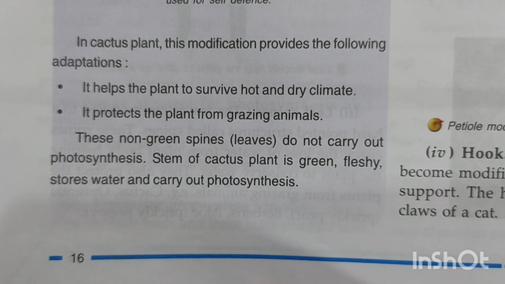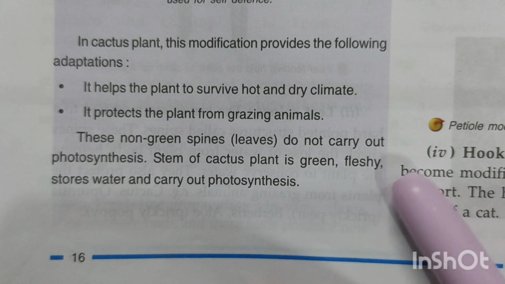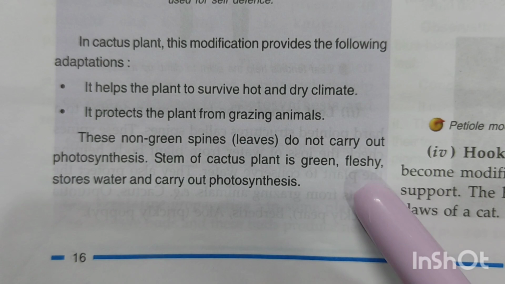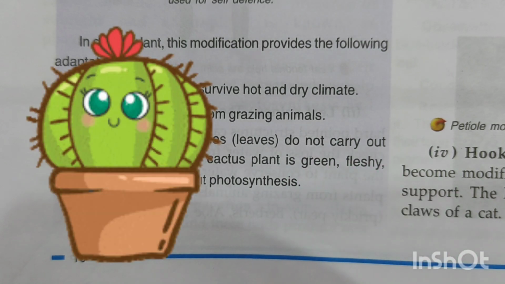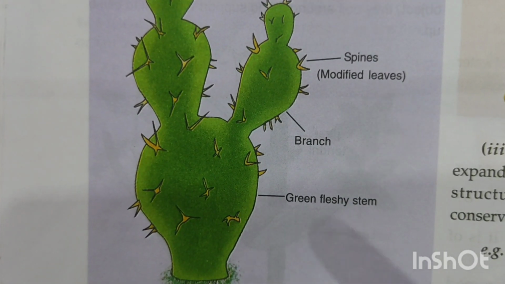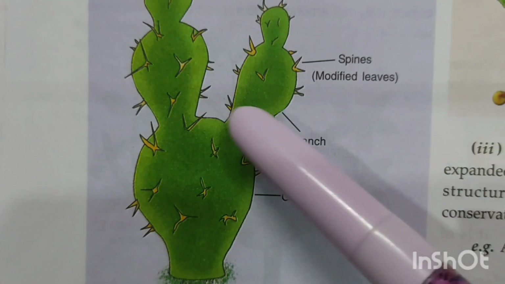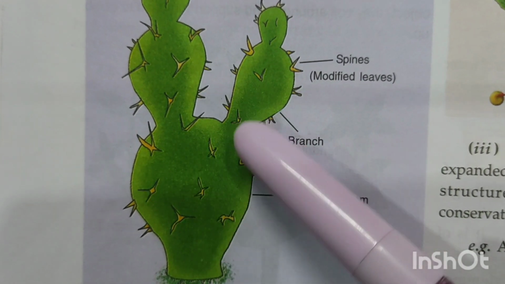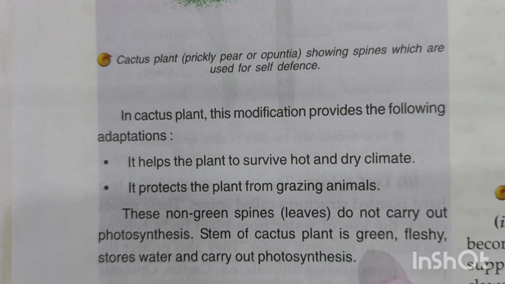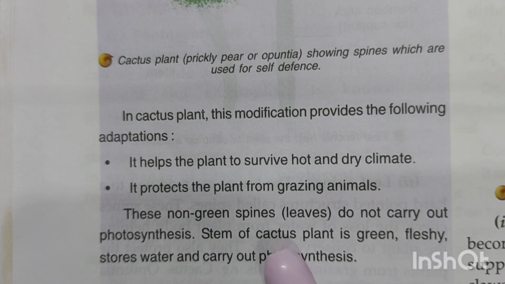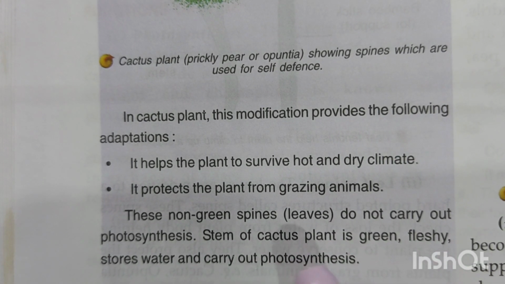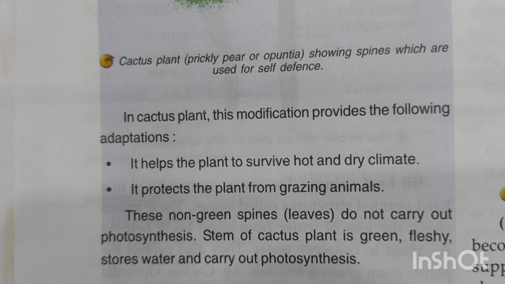Now you must be wondering, children, if in a cactus the leaves are modified into the spines, then who is doing the photosynthesis? You have seen the cactus, it looks green. Now look at this picture, children, of the cactus which is shown in your books. See, it has a green portion. Now what is this green portion if the leaves are turned into spines? Now when leaves get changed into the spines, children, what does the stem do? The stem of a cactus plant becomes green and fleshy and starts doing the process of photosynthesis.